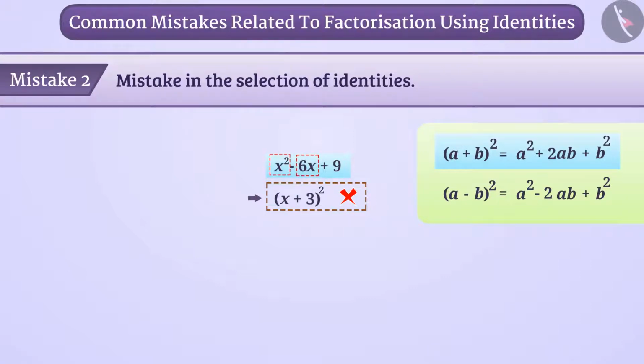Since the algebraic expression shown has a minus sign between x square and 6x, therefore, identity 2 will be used here. Therefore, the desired factorization of the algebraic expression x square minus 6x plus 9 is x minus 3 whole square.